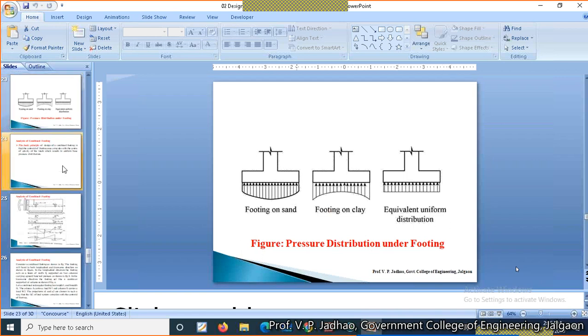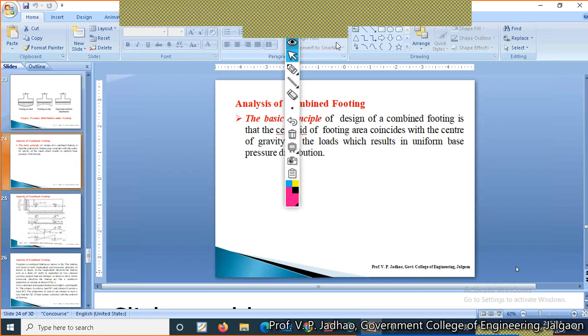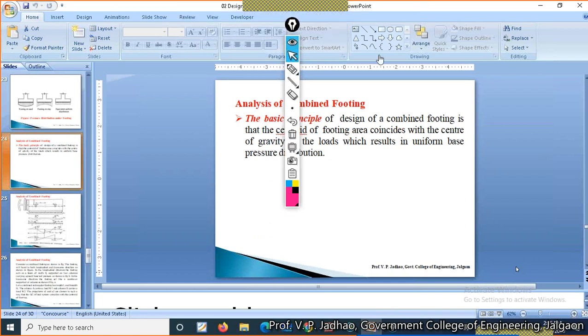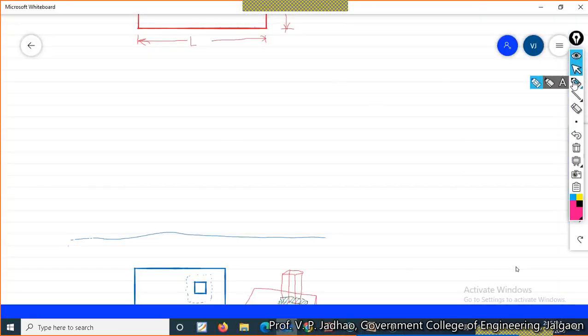Okay. Now the basic principle for design of this combined footing is that we will design it in such a way that the centroid of your footing area in plan will coincide with the center of gravity or centroid of your loads. Okay, which will create a uniform pressure distribution. We'll see what this basic principle is. I think you can see this figure here.